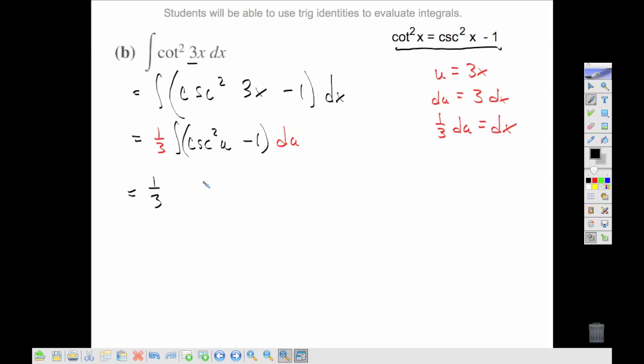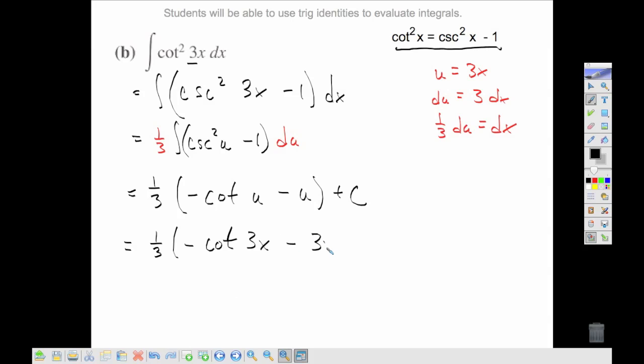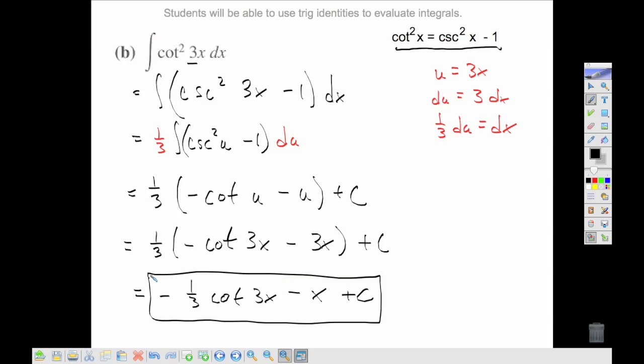We'll now take the antiderivative of this. Again, the antiderivative of cosecant squared was a negative cotangent. Antiderivative of 1 would be u, and then plus c. We can now substitute that 3x back in, so the cotangent of 3x minus 3x plus our constant, multiply the 1/3 back in, giving us negative 1/3 cotangent of 3x minus x plus c.